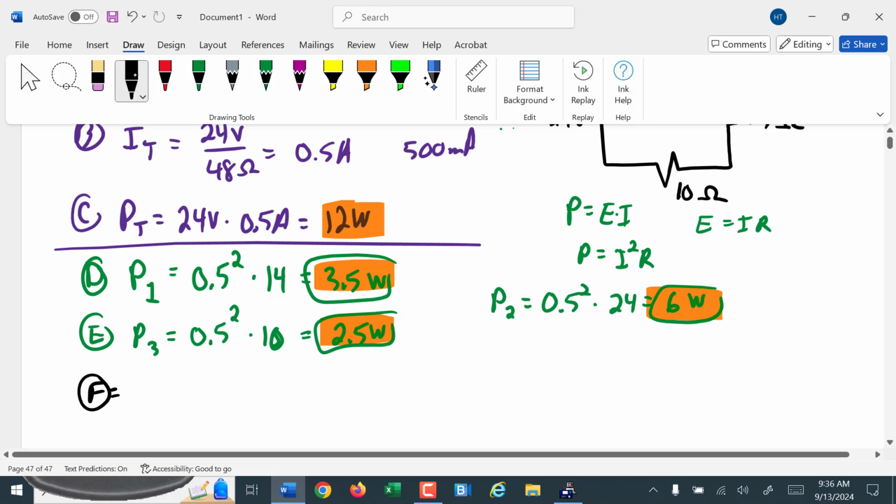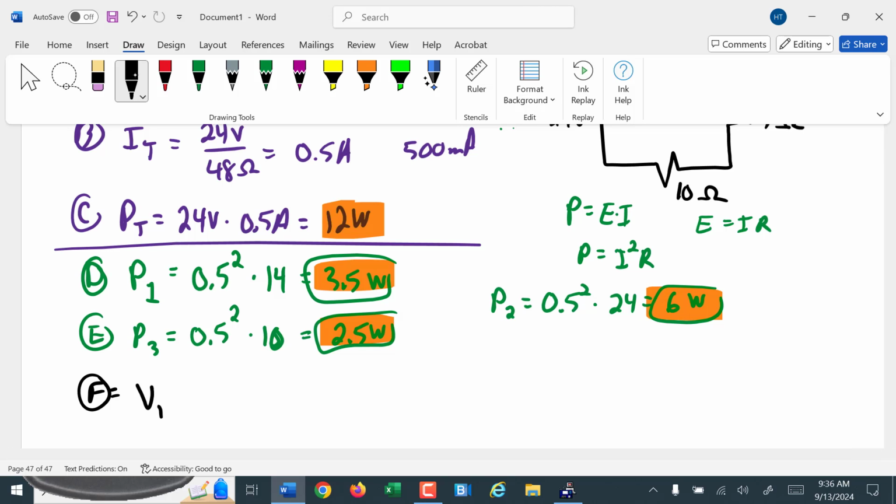F asks us for the voltage across resistor 1. Well, voltage is just current times resistance. Our 0.5 amps times our 14 ohms gives us 7 volts across resistor 1.